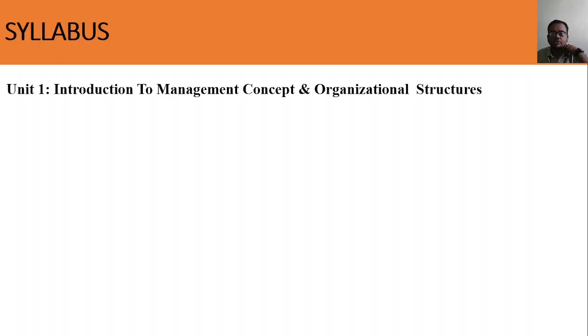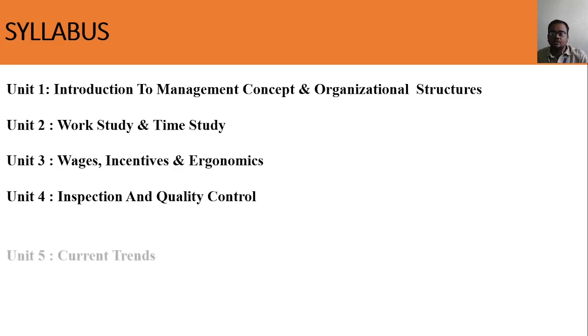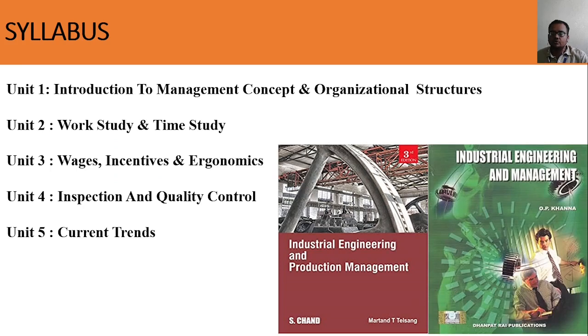We'll have a quick glance at the syllabus. Unit 1 majorly deals with the introduction to management concepts and organization structures, whereas in Unit 2 we have the basic concepts of work study and time study. Unit 3 is predominantly about the wages, incentives, and the ergonomic principles which have been applied and used in different industries. Unit 4 deals with the inspection and quality control concepts, and Unit 5 will dive into the current trends which are happening in the industrial engineering field. These are the two books which you can refer for all the syllabus, inclusive of all the contents in the entire unit.